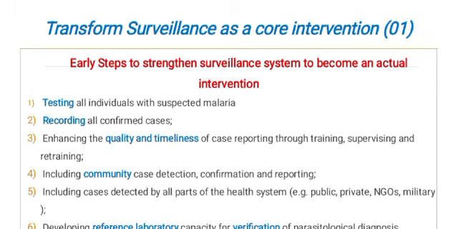5. Including cases detected by all parts of the health system, for example public, private, NGOs, military, etc. 6. Developing reference laboratory capacity for verification of parasitological diagnosis. 7. Building system for reactive case investigation.